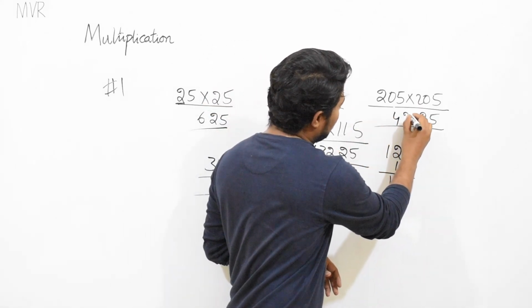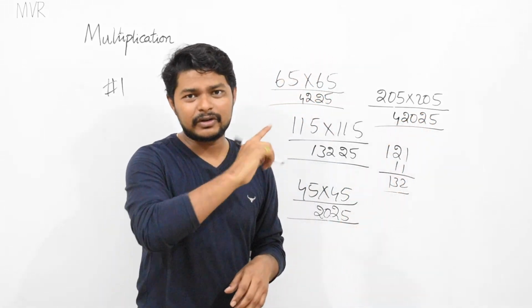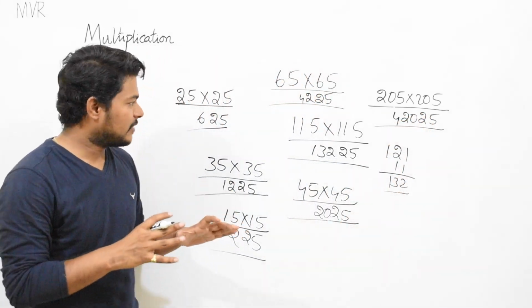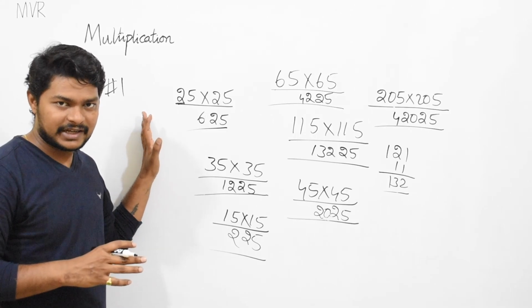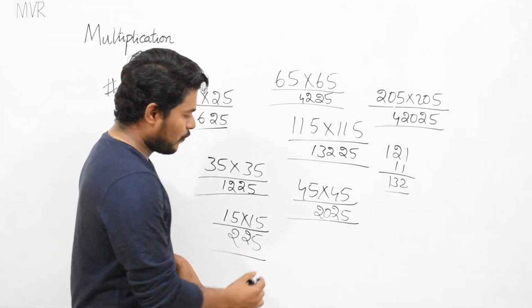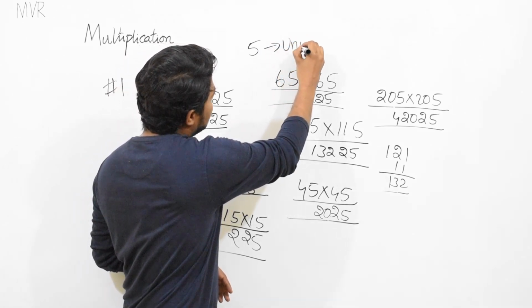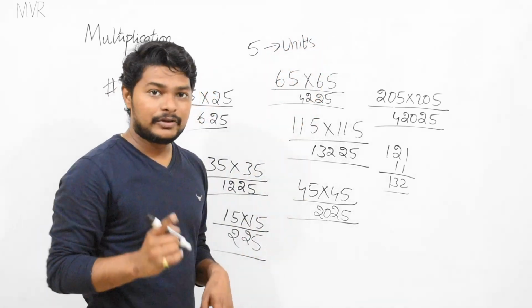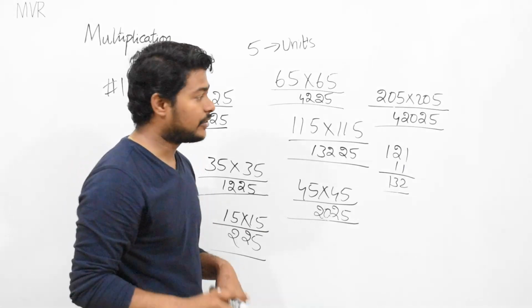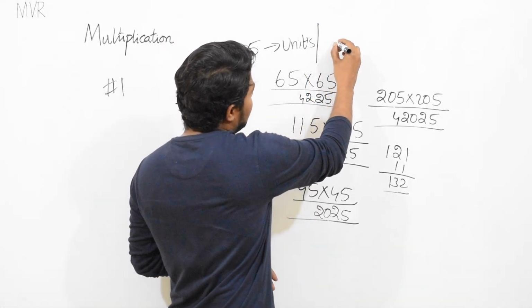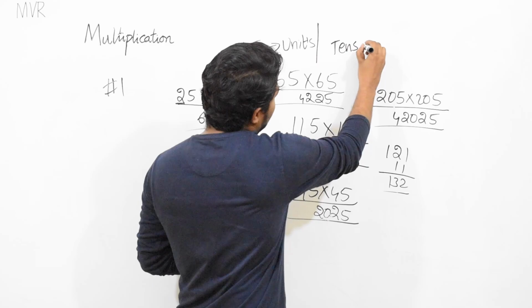So 420. If you want, you can check with the calculator. So this is the first concept in the multiplication of mathematics, where 5 will be in the units place. That is the first observation you need to make. The second observation is that the tens place should be the same.